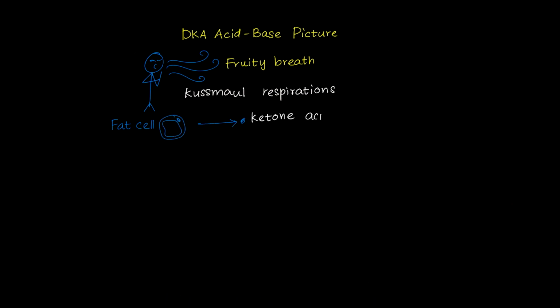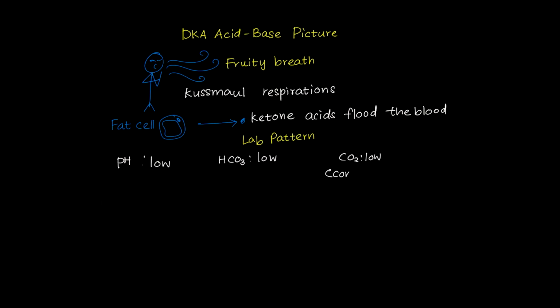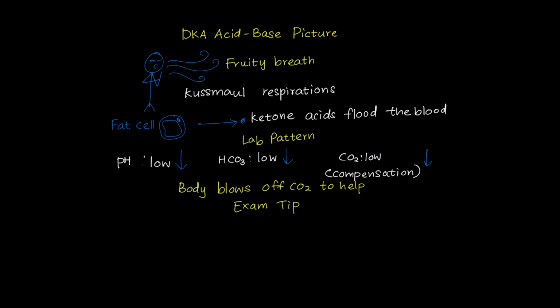So the lab pattern is low pH with low bicarbonate. The rapid breathing you see is compensation. The body tries to blow off carbon dioxide to counter the acid load. That is why carbon dioxide actually goes down in DKA, not up. High pH answers belong to alkalosis, not acidosis, so those are out. Low pH with high carbon dioxide belongs to respiratory acidosis, which is a totally different mechanism.